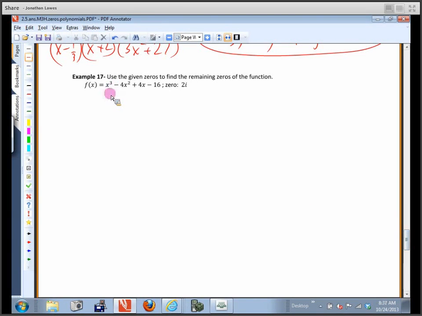This is degree 3. How many complex zeros are we finding? 3. How many did they give us? Well, they really gave us 2, didn't they? They really gave us 2i and negative 2i. So if they gave us those 2 zeros, they really gave us 2 factors, one factor of x minus 2i and one factor of x plus 2i.